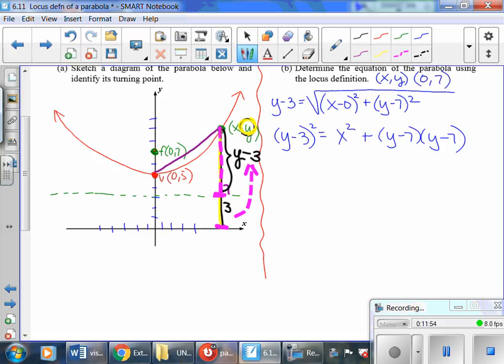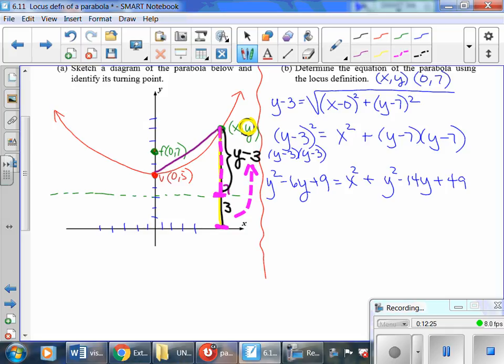All right, so now it's just a lot of simplifying. So let's simplify on the left-hand side. Y minus 3 is the same thing as y minus 3 squared, y minus 3. So let's multiply this out, and we get y squared minus 6y plus 9 is equal to x squared plus y squared minus 14y plus 49. All I did was multiply them out, nothing fancy here.